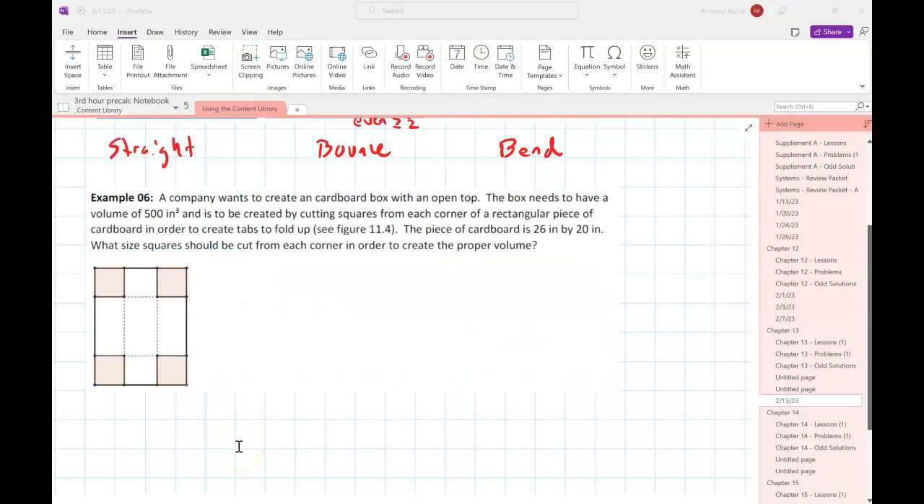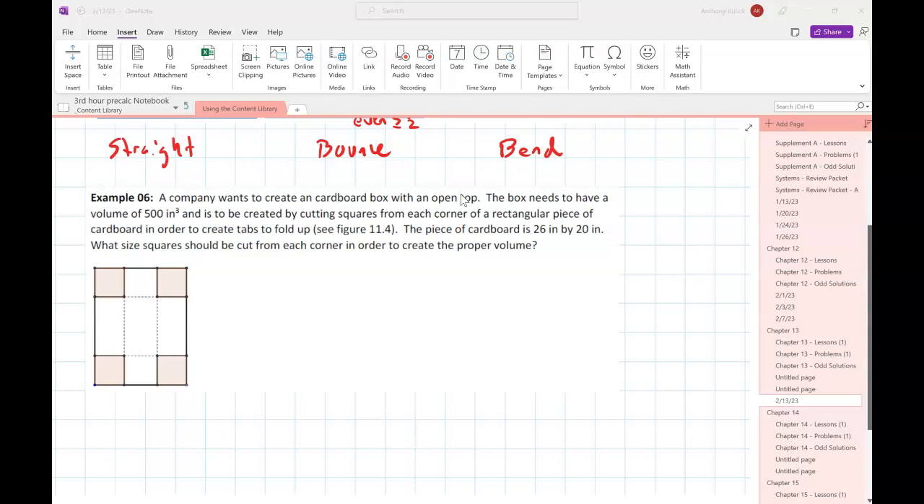To this point, we've looked at examples that have been purely algebraic. So let's take a look at an example that's a little bit more real world-ish. Oh, excuse me. So here it says a company wants to create a cardboard box with an open top.